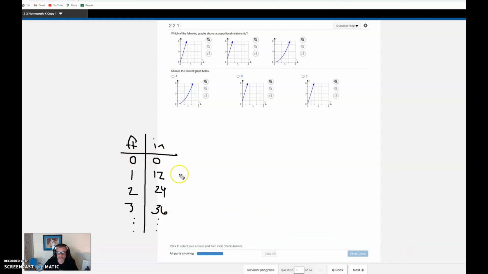Well, if you look at this table, if you take whatever's on the left-hand side and you multiply it by 12, you get whatever's on the right-hand side, and that includes the 0, right? 0 times 12 is 0. 1 times 12 is 12. 2 times 12 is 24. 3 times 12 is 36. In other words, I could give you any number of feet, and you would just multiply that by 12 and tell me the number of inches. So we call 12 the constant of proportionality.